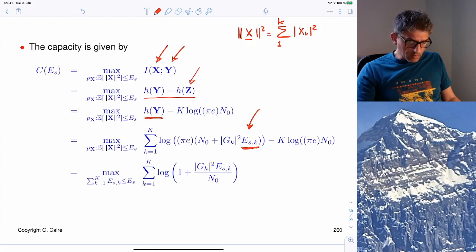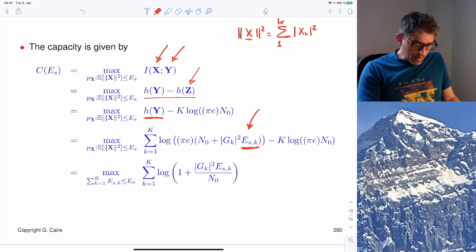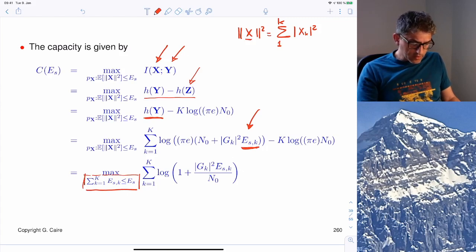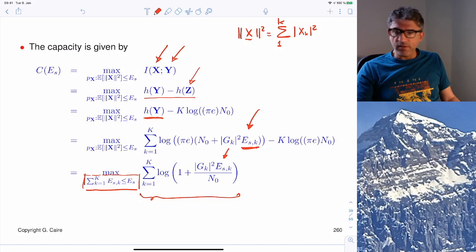And then the optimization reduces to the maximization over the energy per symbol in the individual subchannels, subject to the sum constraint, of this expression, which is, again, the sum over the subchannels of the capacity of each subchannel for assigned energy per symbol. So if we have individual constraints, we are done because the ESk are fixed, and then this is the capacity. If we have a sum constraint, like in this case, then the problem becomes more interesting because we have to solve this maximization. Okay?